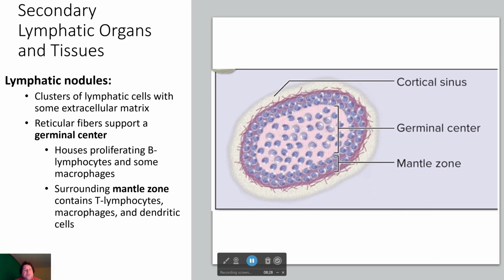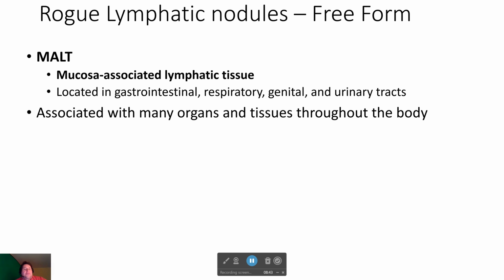If an infection occurs, or if the body thinks an infection is occurring. It houses proliferating B lymphocytes and macrophages; the surrounding mantle zone has T lymphocytes and dendritic cells. Something called MALT, mucosal-associated lymphatic tissue, is located in the intestinal, respiratory, genital, and urinary tracts, associated with many organs and tissues throughout the body.